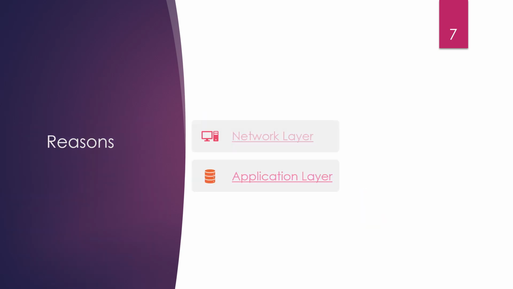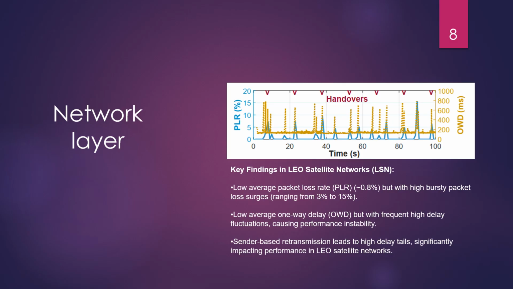In this article, the authors investigate the root cause of these issues by examining them at both the network layer and application layer. This slide highlights a key network layer issue in LEO satellite networks. Despite having a low average packet loss rate, the network experiences sudden packet loss surges between 3 and 15%, disrupting data flow. You can see it in the blue line.